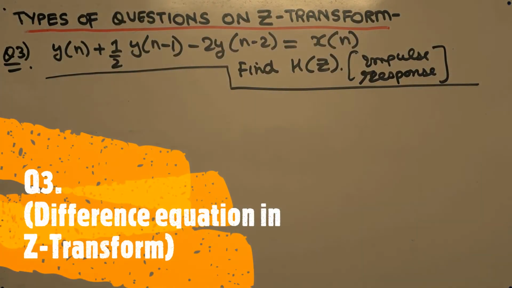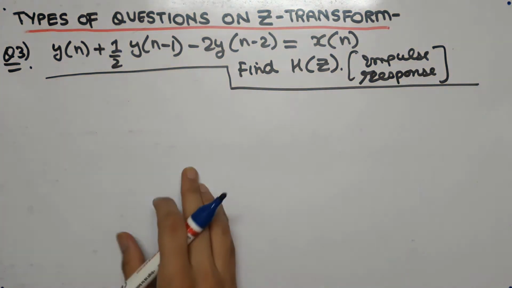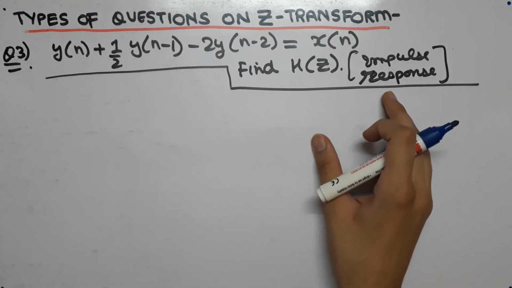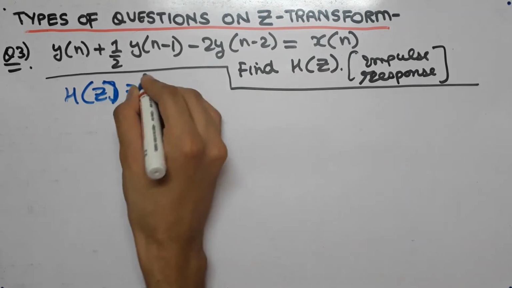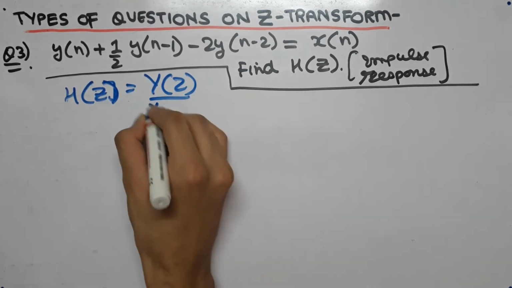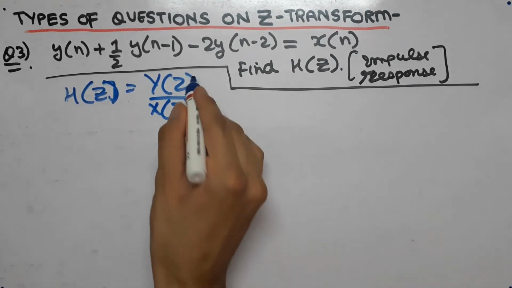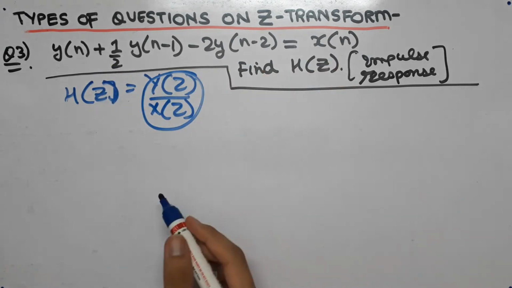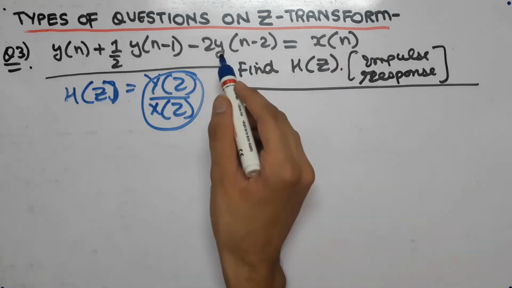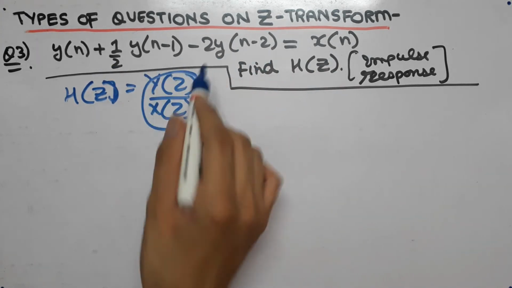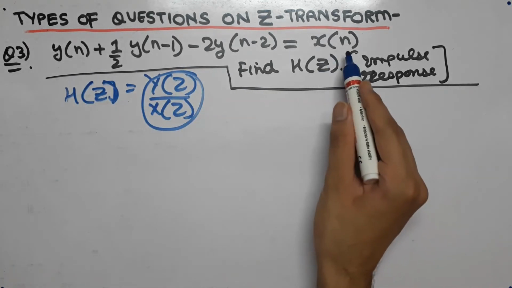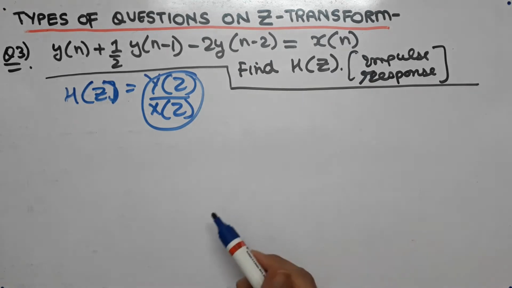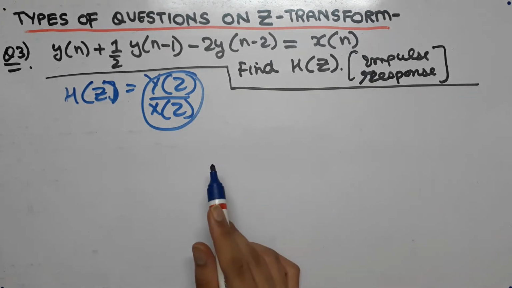Now in this difference equation, we have to find the value of Hz, that is the impulse response, and we should know that the formula of Hz is equal to yz upon xz, and we have to find these two from this equation. But we can see that we have the value of y in terms of n and the value of x is also in terms of n. So first of all, now we are going to convert it into the form of yz and xz.